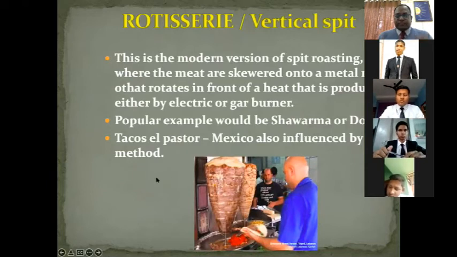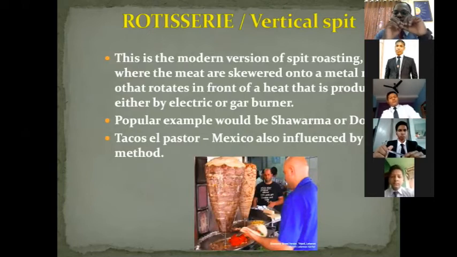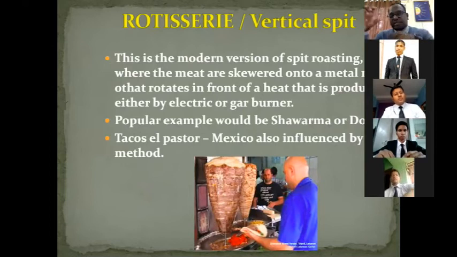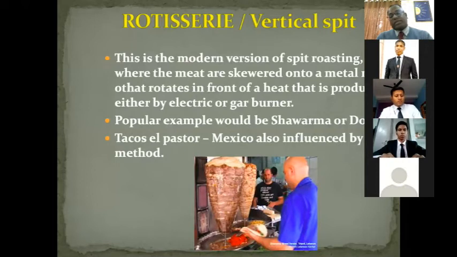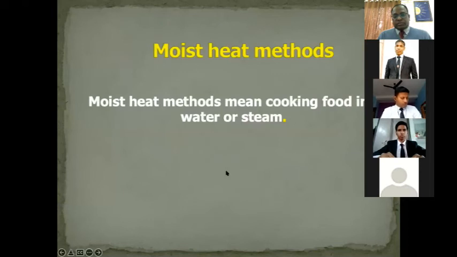Okay, so these are the different types of heating methods where dry heat is used. There are still a lot of cooking methods in which we don't use dry heat; we use moist heat methods. Moist heat methods are methods in which there is some kind of water associated with cooking. It can be poaching, boiling, or simmering. So let's see what those methods are. Moist heat methods are cooking food with water or with steam.